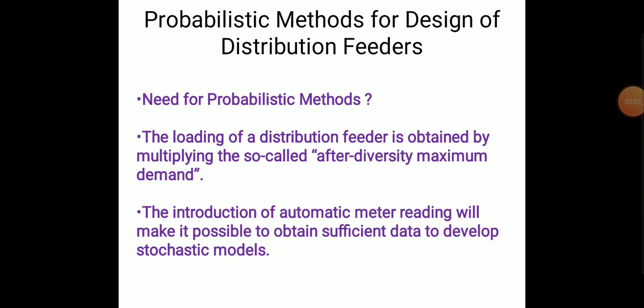So today we are going to discuss the probabilistic method for designing of distribution feeders. So what is this probabilistic method and what is the need of this probabilistic method that we are going to discuss? The hosting capacity was calculated by using the deterministic method.